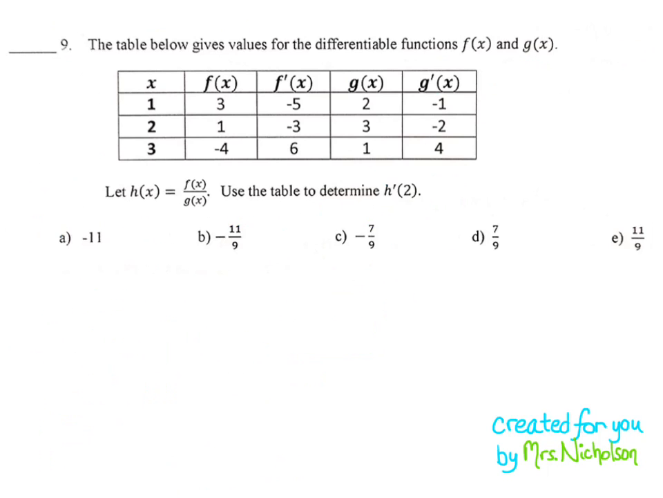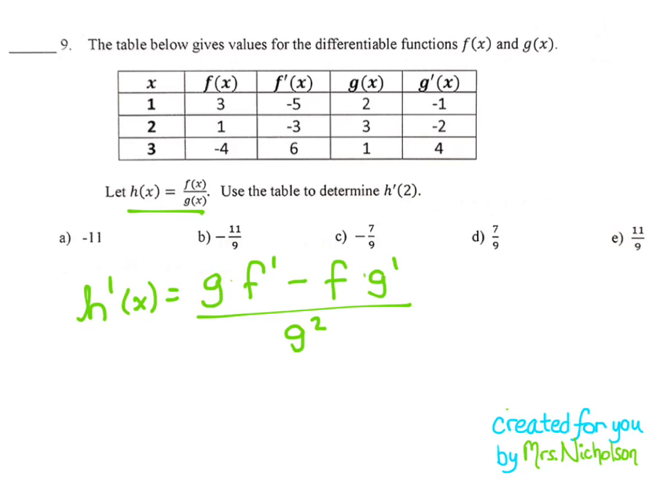All right, question number 9. Here on number 9, we've got a table of values for f, f prime, g, and g prime. They tell us that h is equal to f of x divided by g of x, and we want to find h prime at 2. So first thing I need to do is find h prime. And if h is f divided by g, well then I know that h prime is going to be g times f prime minus f times g prime over g squared. That's just the quotient rule.